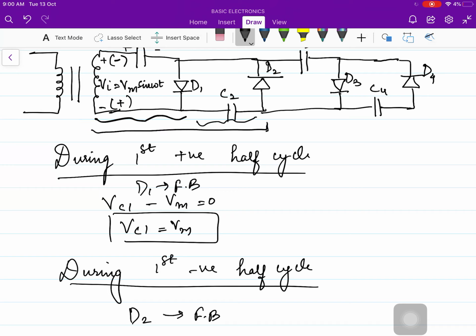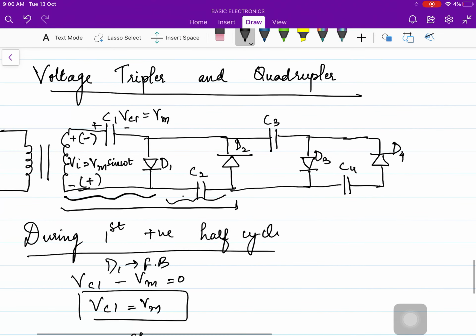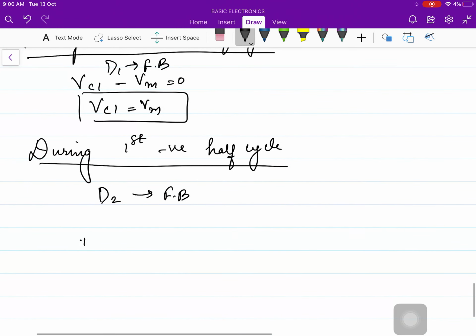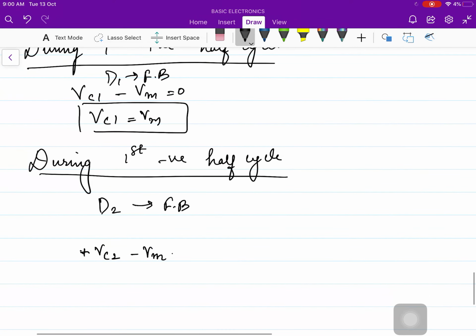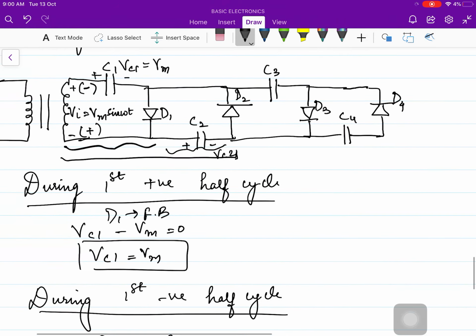So now take into account this whole circuit. This whole circuit will be now taken into account and apply the KVL. D1 branch is gone, so only apply in this portion, and that will be plus VC2 minus Vm of VC1 and minus Vm of Vi, that is equal to 0. The KVL was like this. So we have placed the values of VC1 and Vi, and now VC2 is equal to 2 Vm.